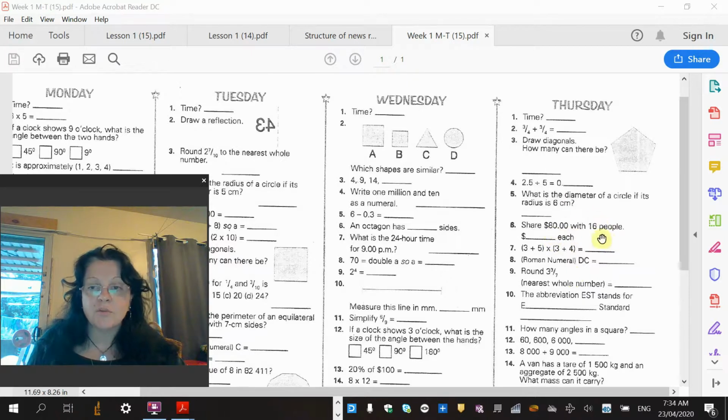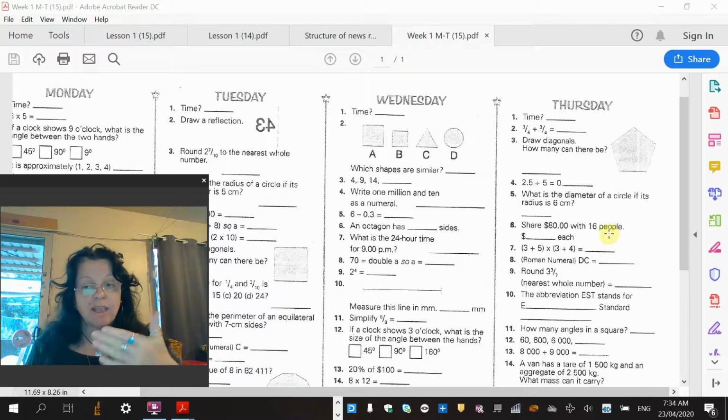Well, first of all, you'd halve how many people, to make it a friendlier equation to do. So instead of sharing $80 with 16 people, you say share $80 with 8 people. Now straight away, you know you've halved it. How many 8s in 80?